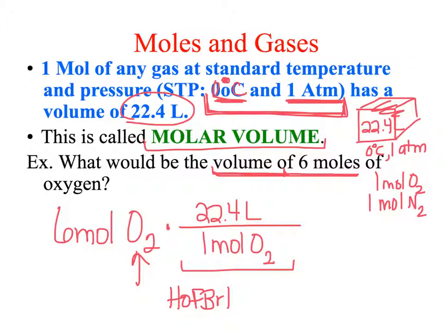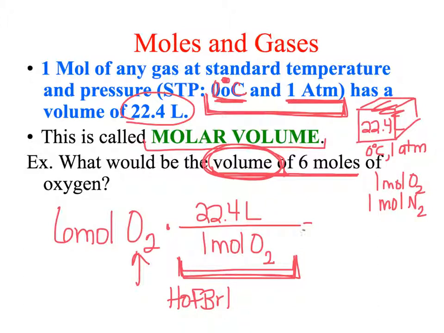If they asked how many molecules of oxygen do we have, then we would use our 6.02 times 10 to the 23rd. But they're asking how much space it's going to take up. And this is our conversion for how much space it's going to take up.